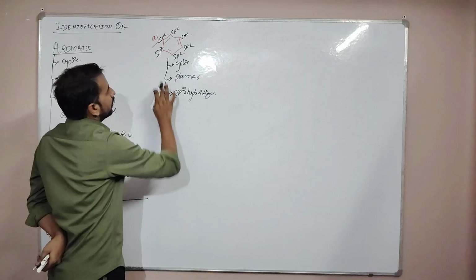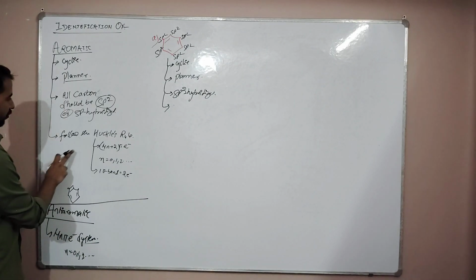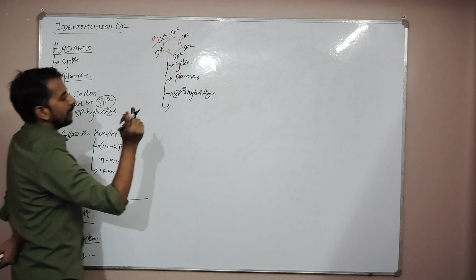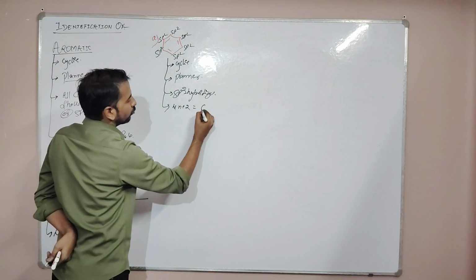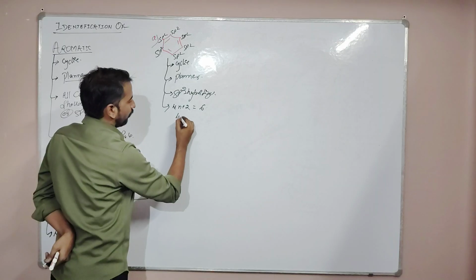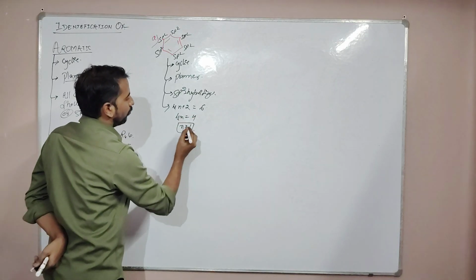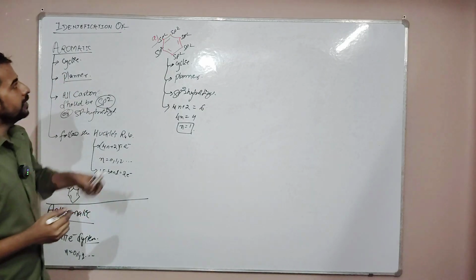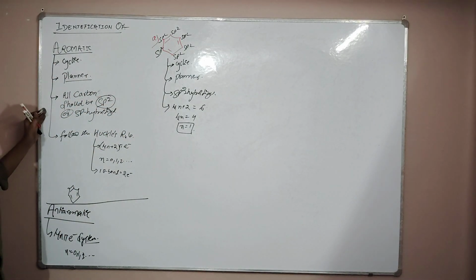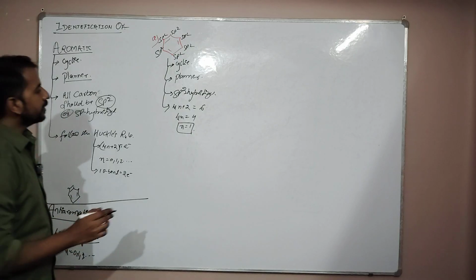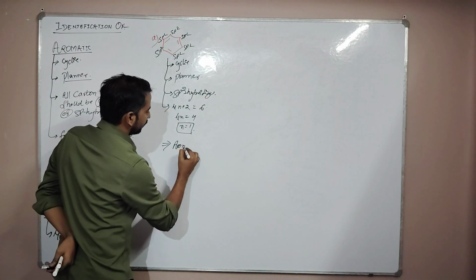Now the last one, 3 pi bonds. I said 1 pi bond means 2 electrons. So 3 pi bonds means 4n plus 2, with a total of 6 electrons. So 4n is equal to 4, n is equal to 1. Okay, so this one follows all the rules which we have written on the left side. So it means this compound is an aromatic compound.